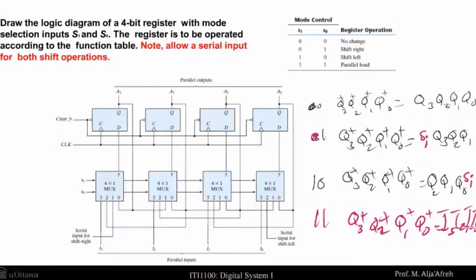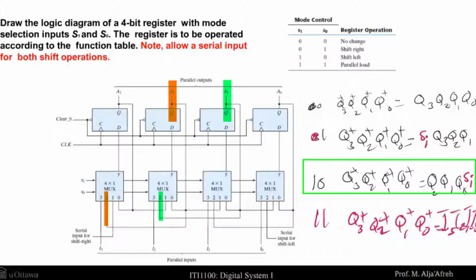At 1 0, which is input 2 at the multiplexer, we are doing the shift left. So at input 2 here, I'm going to have the serial input, and for this one I'm going to take the output from the first D flip-flop to become my input here, because the next state for Q1 plus is equal to Q0, or the input at 2 should be equal to A0. And so on for the others.